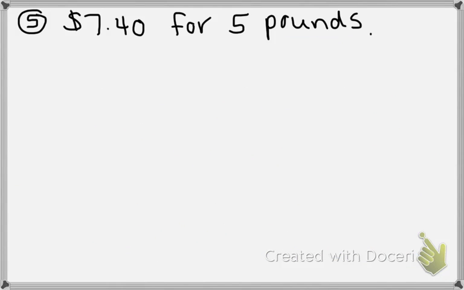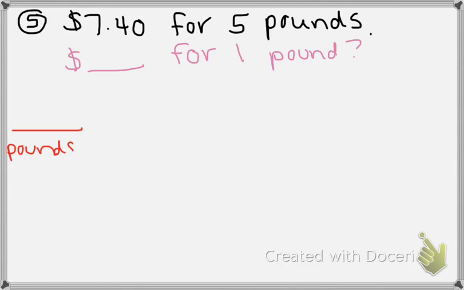Okay, here's another one. $7.40 for 5 pounds. So here we want to know how much it cost for 1 pound. Since we know what we want 1 of, we can make our ratio. Since we want 1 pound, we're going to put our pounds in the denominator, and then our money, that's the other thing we're comparing, in the numerator.